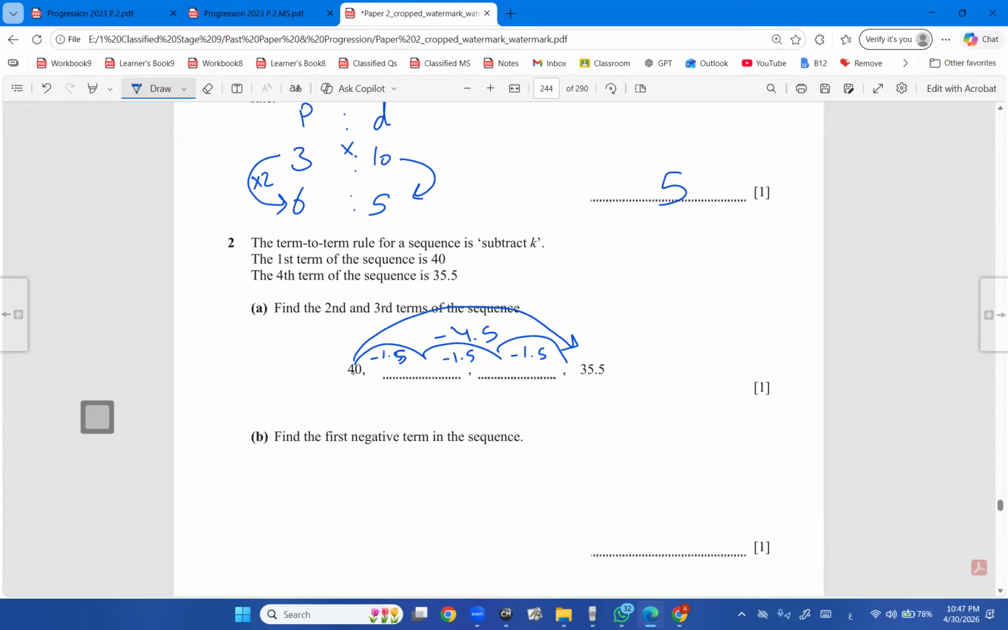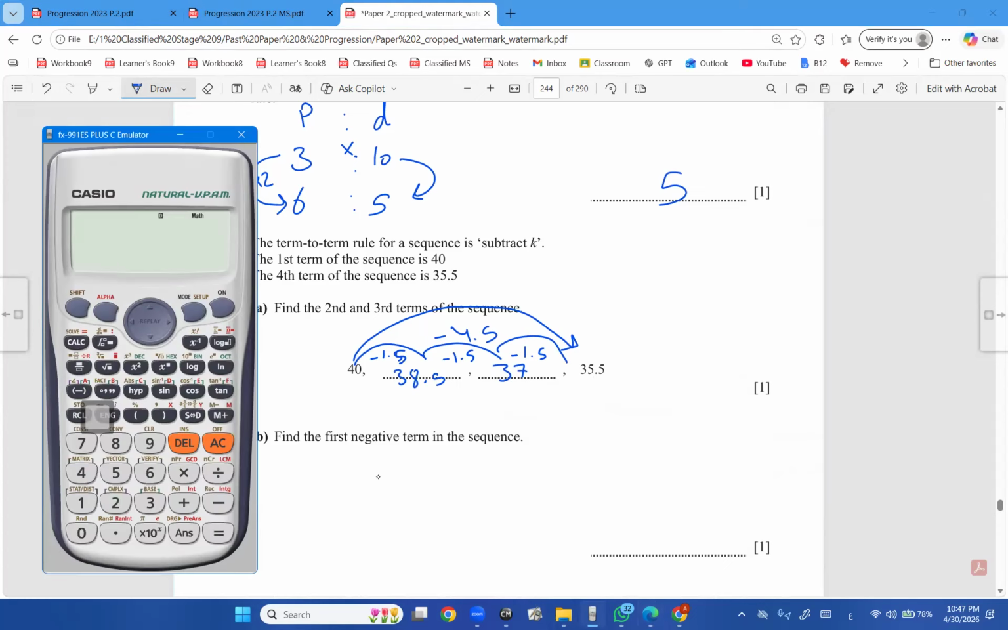So 40 minus 1.5 is going to give you exactly 38.5. Minusing another 1.5 is going to give you 37. Minusing 1.5 is going to give you 35.5.